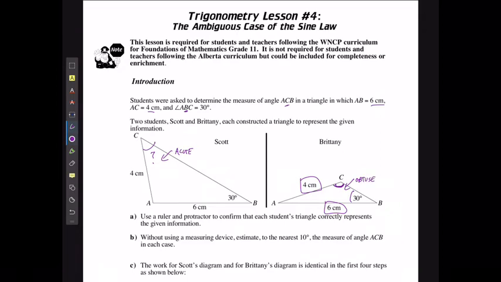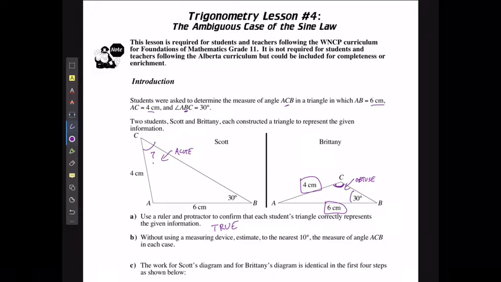The unique thing about this is, given the information that we have, they're actually both possible. If we take it and actually measure this out, then it works. The one that Scott drew has the right lengths and the right angle for B. The one that Brittany drew has the right lengths and the right angle for B. They just wound up with two different triangles.